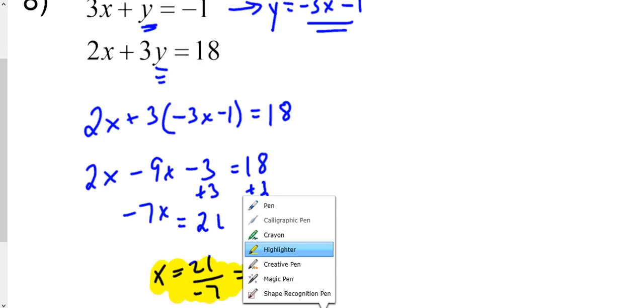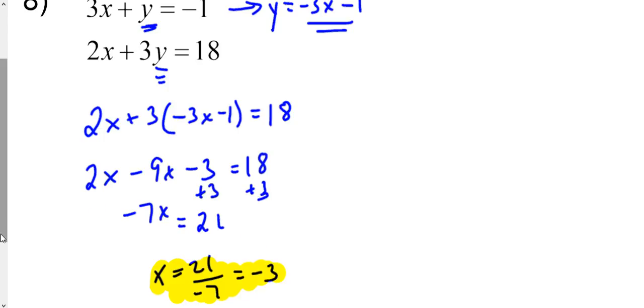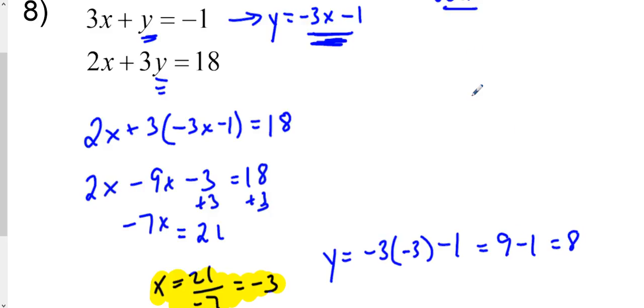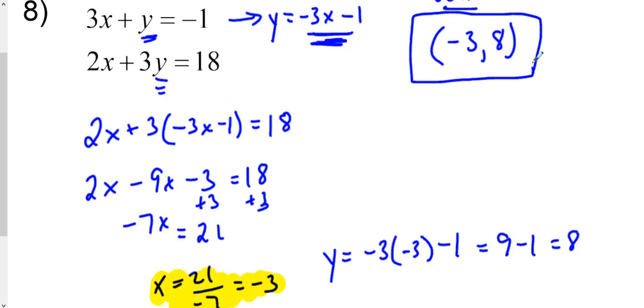Once we have that, we're going to take our x value and plug it into our other expression right here. So y is going to equal negative 3 times our x value, which we found is negative 3, minus 1. Simplify that. We're going to have 9 minus 1, which equals 8. So we have our solution set, which is negative 3 for x and 8 for y. And that's what we got.